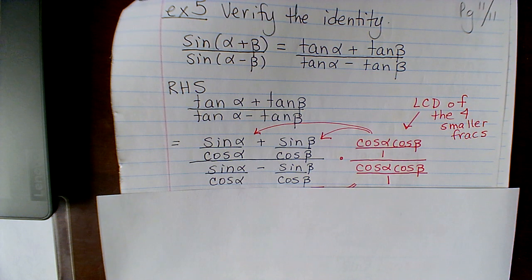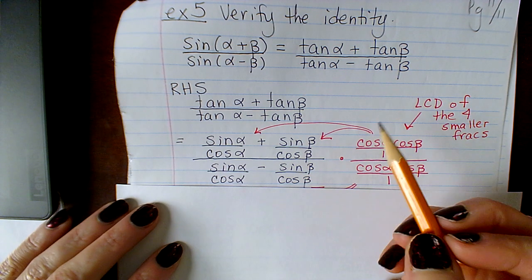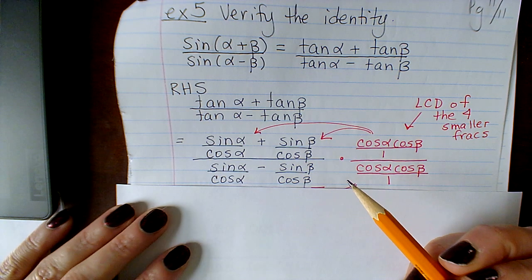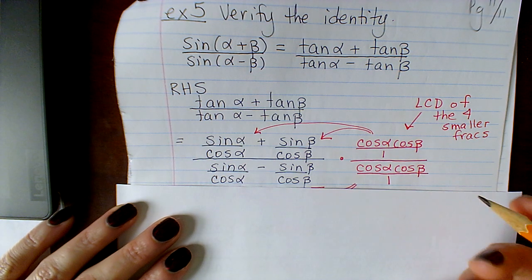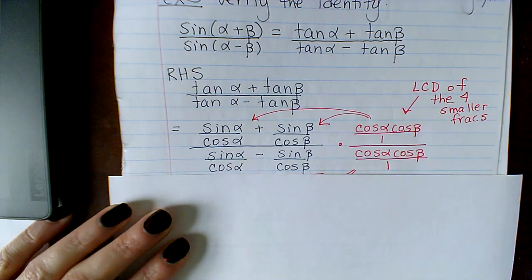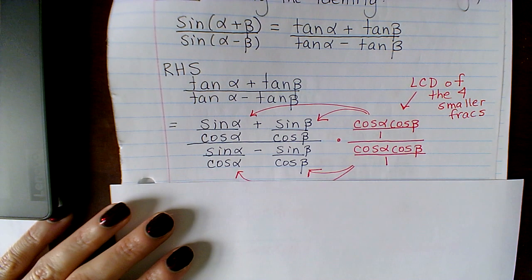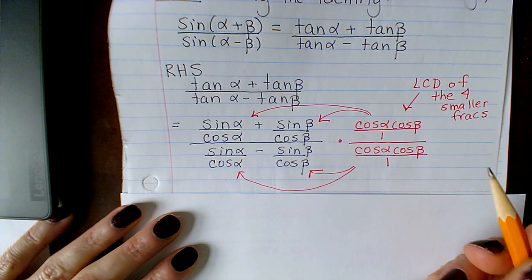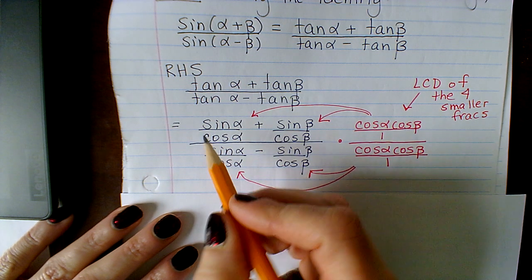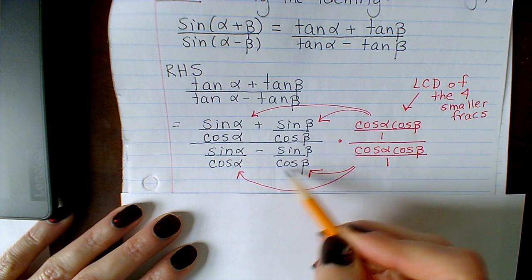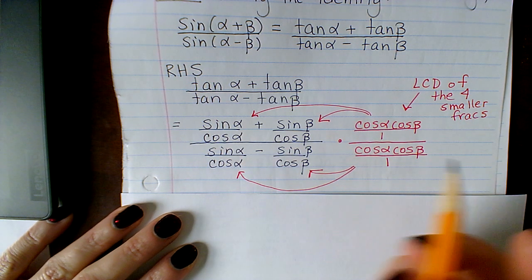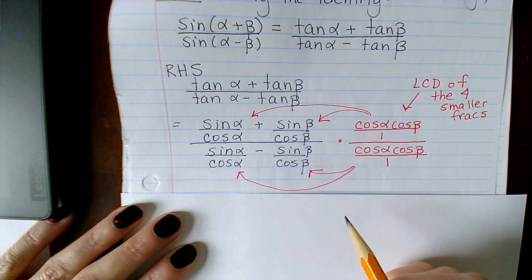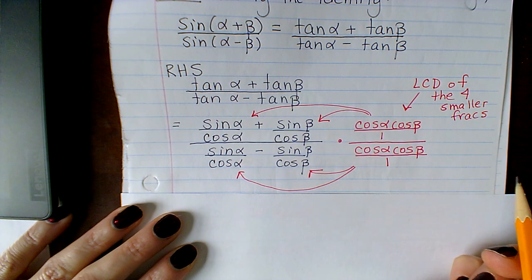So what I chose to do was start on the right-hand side, and I chose to change all those tangents to sines over cosines. So I got sine over cosine, sine over cosine, sine over cosine, sine over cosine. Now, just like I mentioned before, with complex fractions, which is what this is, you want to multiply by the least common denominator of the 4 smaller fractions. So this little fraction, this one, and this one, which are all part of this bigger fraction. So the least common denominator is cosine alpha, cosine beta. So I multiply by that over itself. So notice how I did that in red.